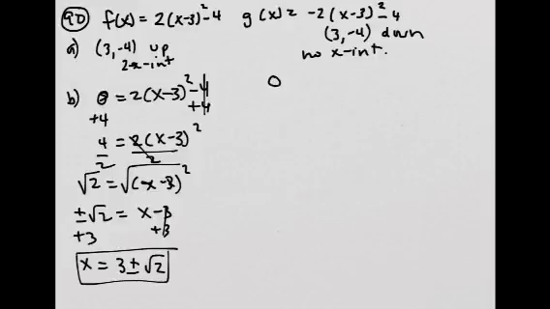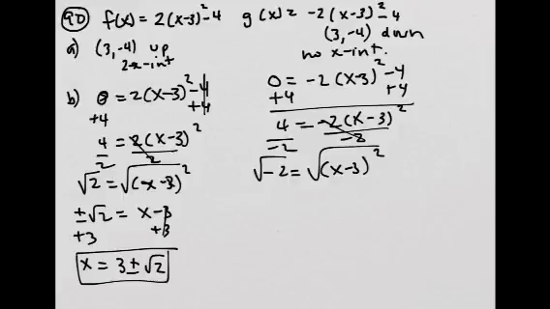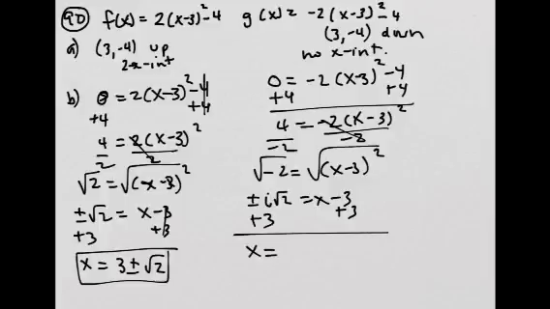Over here on the other side for g of x, 0 equals negative 2 times the quantity x minus 3 squared minus 4. I'm going to add the 4 just like I did on f of x. So 4 equals negative 2 times the quantity x minus 3 squared. And so I'm going to divide by negative 2. And so negative 2 equals x minus 3 squared. I'm going to take the square root. And so right off the bat, I know that it's going to be an imaginary number for x, not a real number, because I have a negative inside the square root. So it would be plus or minus i radical 2 equals x minus 3. I'm going to add 3. And so x is 3 plus or minus i square root of 2. So that would be the value of x in g of x.